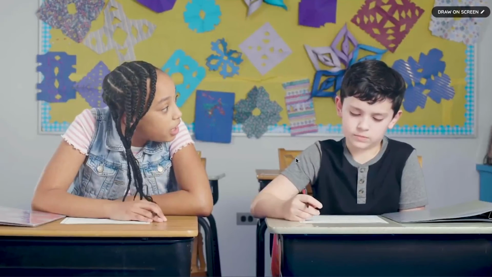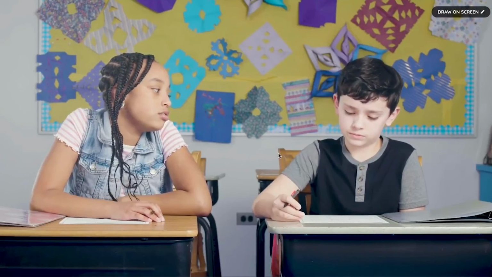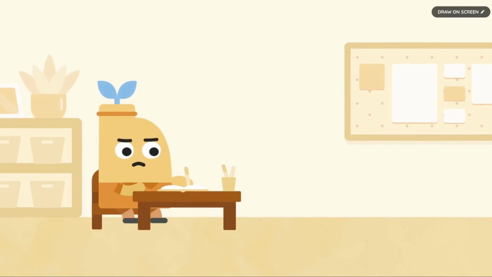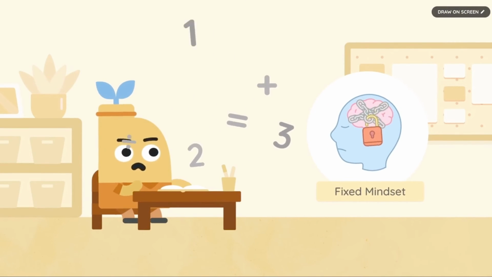Why aren't you doing your practice sheet? Because there's no point. What do you mean? I'm horrible at math. I'll never be good at it. Dante has a fixed mindset. He believes that he's bad at math, so there's nothing.